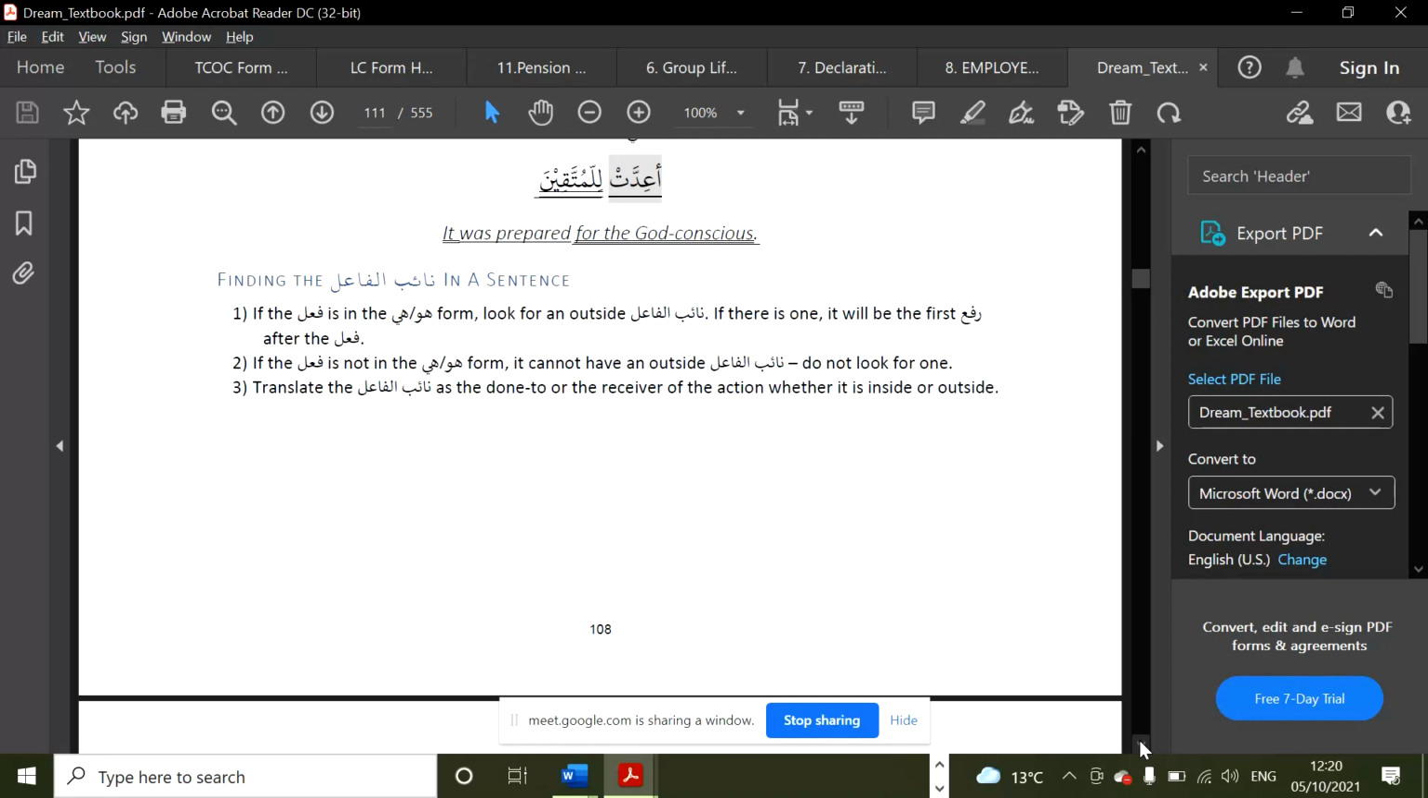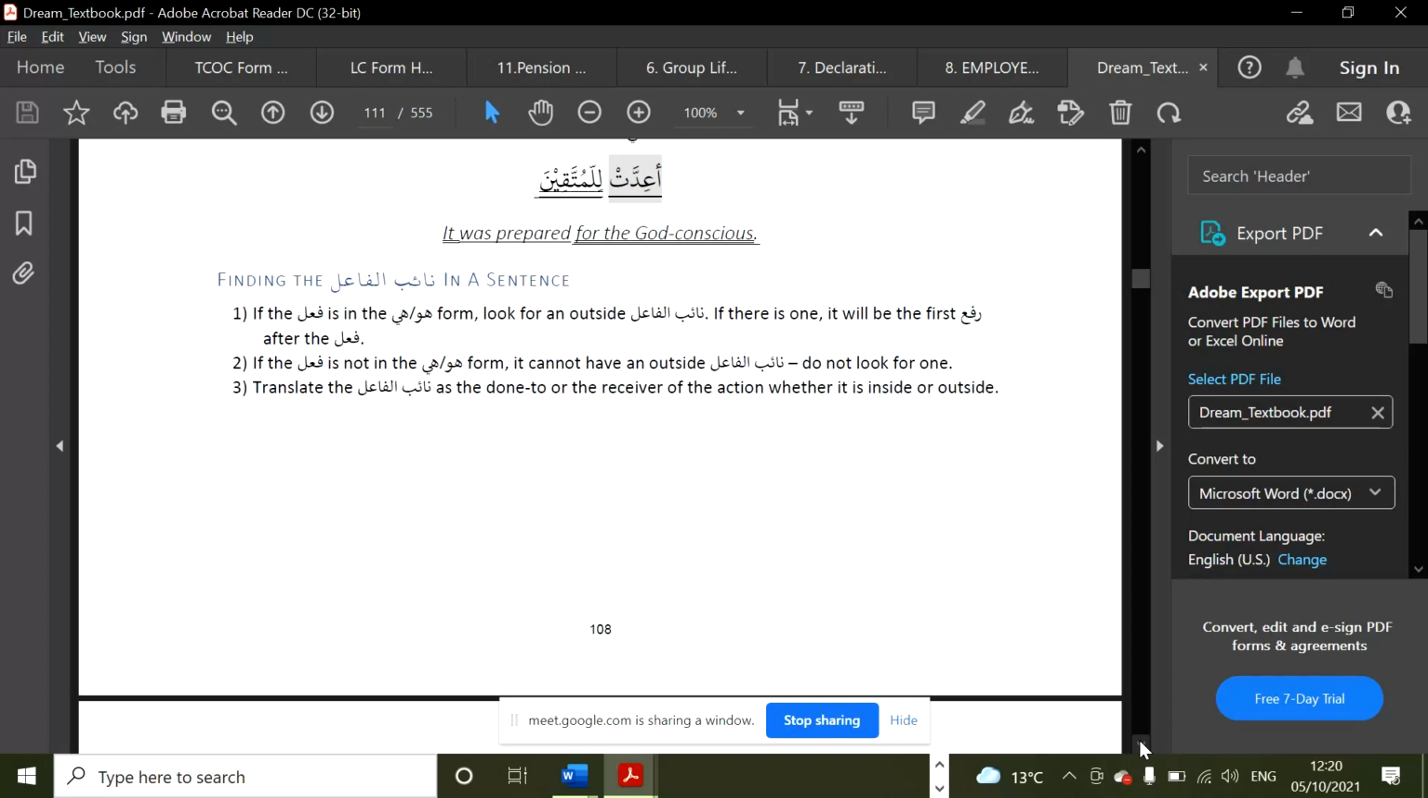Okay, Samia, I want you to read from here, finding the naibul fa'il in a sentence. Look for an outside naibul fa'il. If there is one, it will be in rafa after the fi'l. So what does it mean that if the fi'l is in the huwa or hiya form, we look for the naibul fa'il? If there is one, it will be in rafa, the first one after the fi'l.